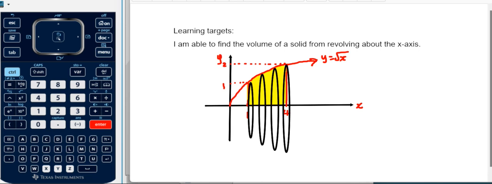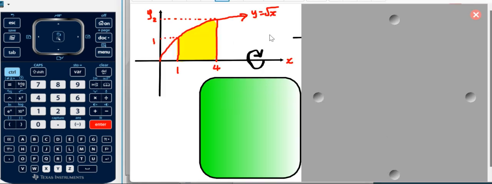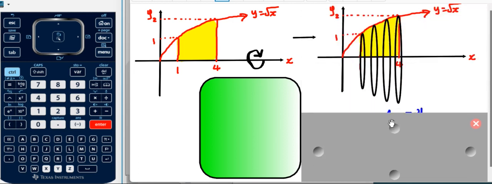So we're going to start by looking at this simple example. The function here is just y equal to square root of x, and it's between 1 to 4, that is this particular region, and we rotate it around the x-axis. What do we get? Well, if we rotate it around the x-axis, each of these vertical lines becomes a circle, and in fact, if they have thickness, this becomes a cylinder.